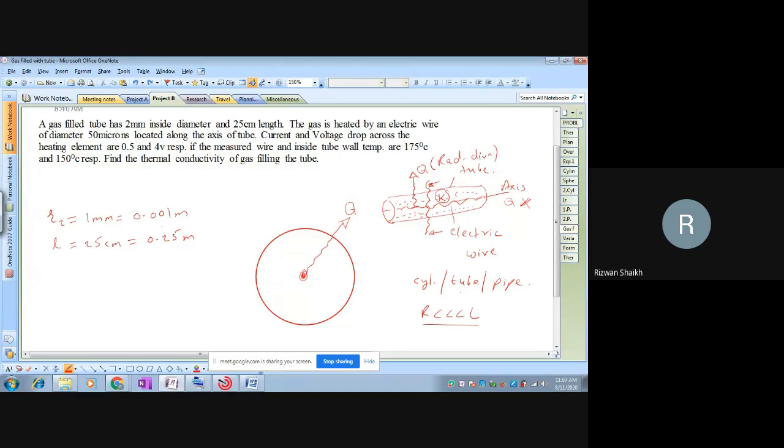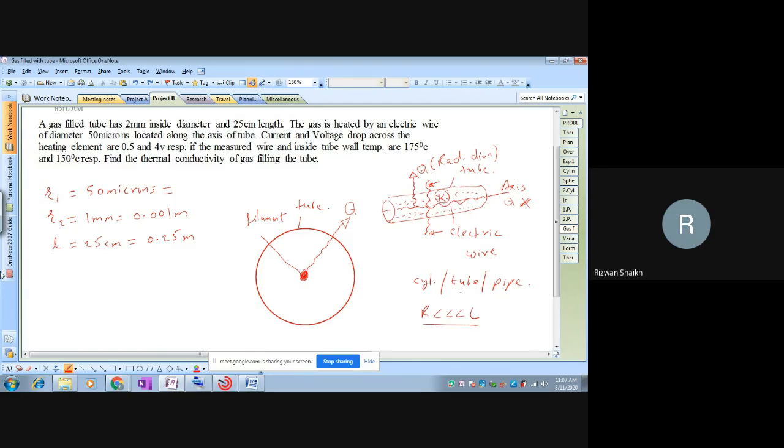The gas is heated by an electric wire, a diameter of 50 microns. So the radius of the filament is R1, and the diameter is very small. So this is your filament. Can you see this? This is your tube, and this is your filament, located at the axis of the tube.